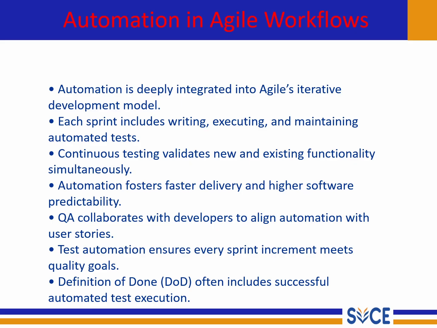So, automation also leads to faster delivery and better software predictability because issues are identified early and fixed quickly. In Agile, the quality assurance team collaborates closely with developers to ensure that automation is aligned with user stories and acceptance criteria. Test automation helps ensure that every sprint increment meets quality goals and is ready for release if required.